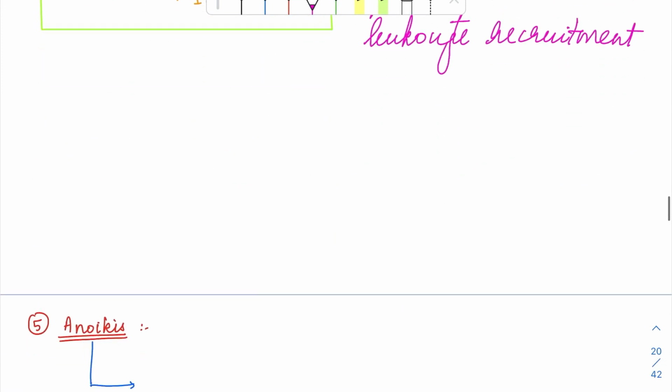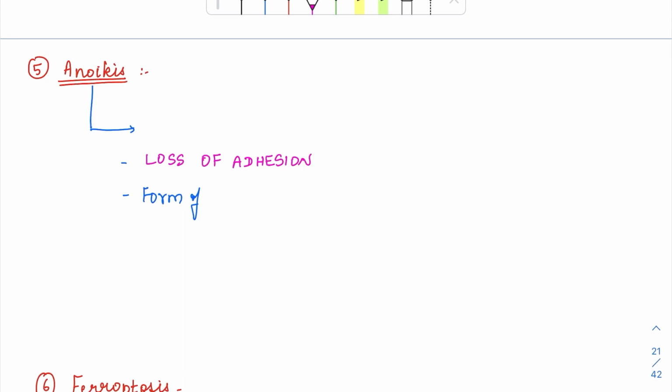Okay. So the last form of cell death will be anoikis. Anoikis literally means without a home. Normally cells are adhered to each other with the help of cell adhesion molecules. But when there is loss of cell adhesion and the cells become separate, in those cells there is going to be a form of cell death called anoikis. It is basically a form of apoptosis only.